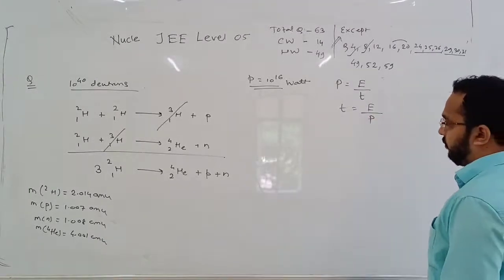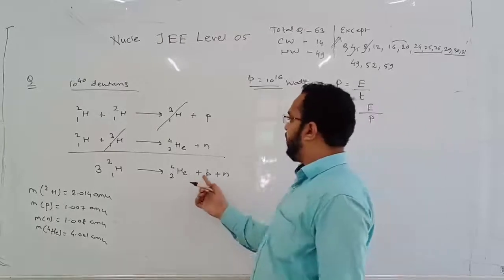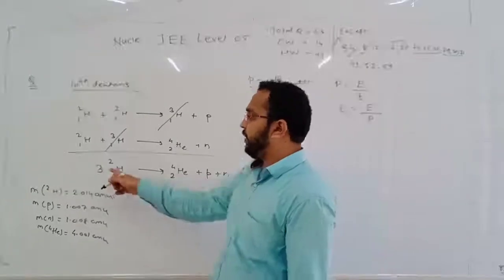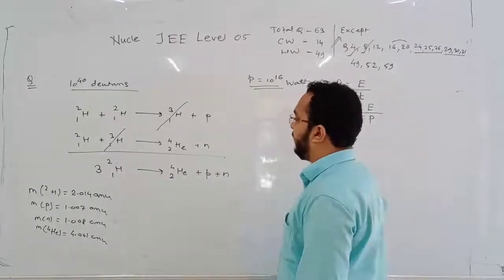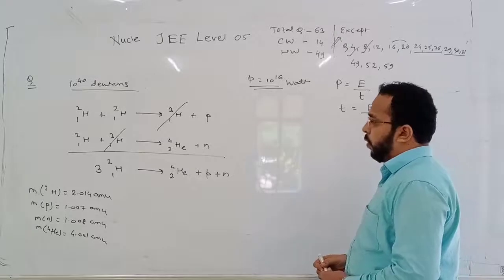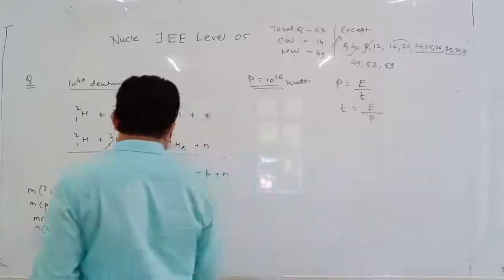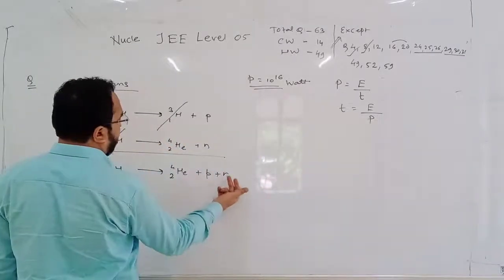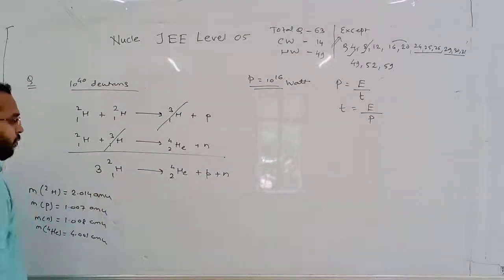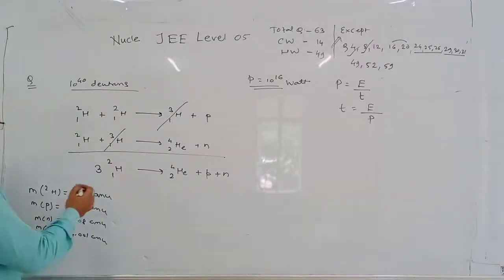First of all, here there are 3 products and 1 reactant, or we can say 3 reactants, 3 deuteriums. So first we need to find the energy with the mass defect. What is the mass defect over here? Mass of helium plus mass of proton plus mass of neutron minus 3 times the mass of deuterium.